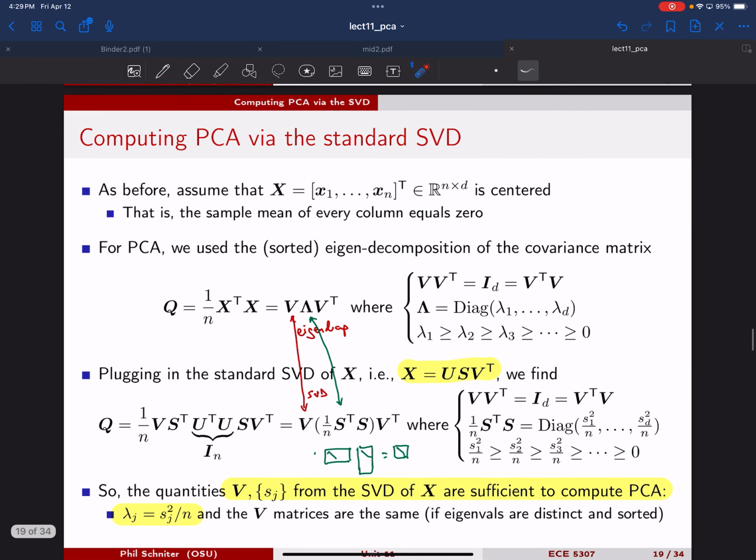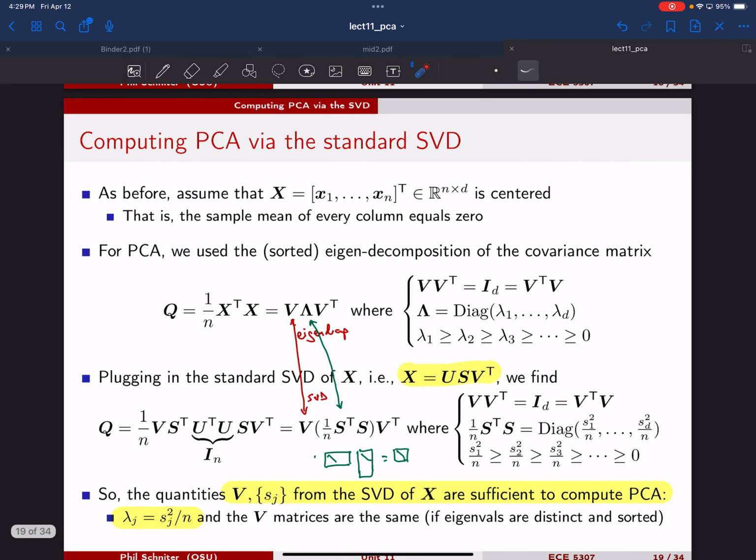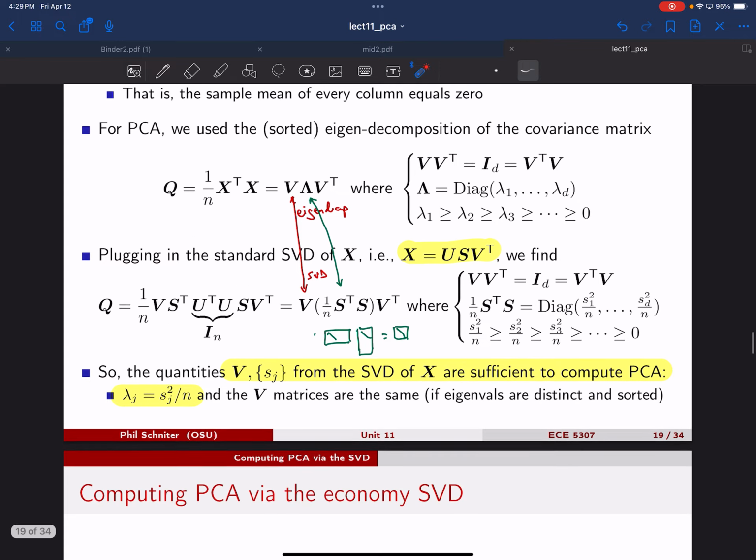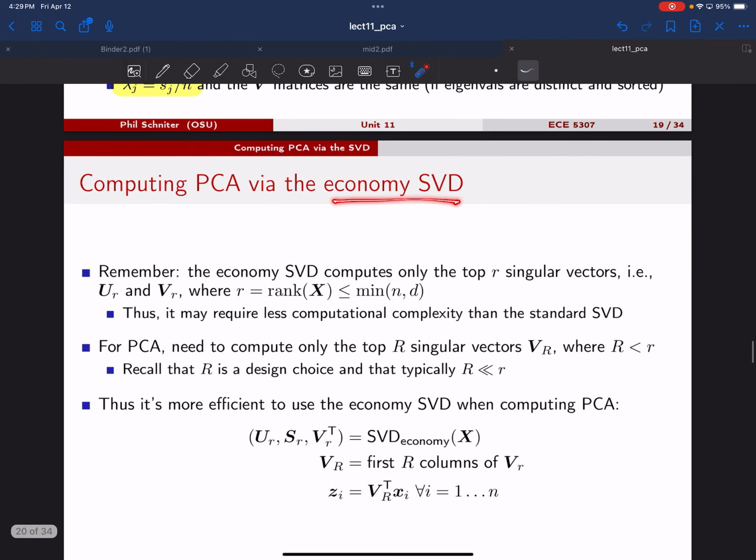Right. Okay, any questions? Okay, so in fact, maybe we don't even want to use the standard SVD. We might want to use the economy SVD because, like we said, the standard SVD itself computes a whole bunch of entries in U and V that we don't actually need. So what about using the economy SVD?